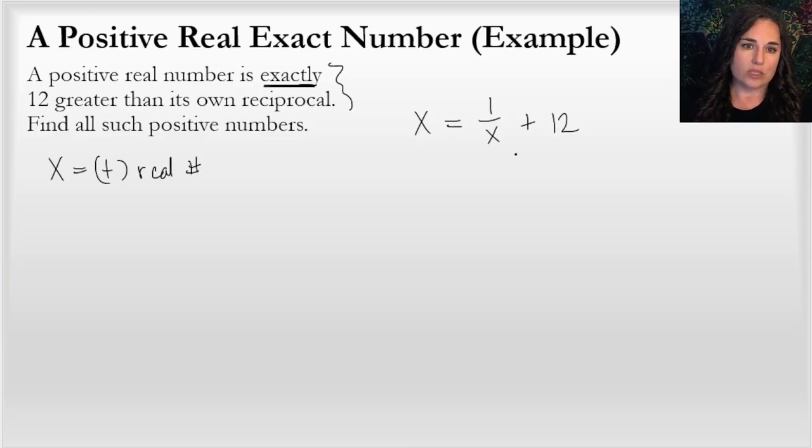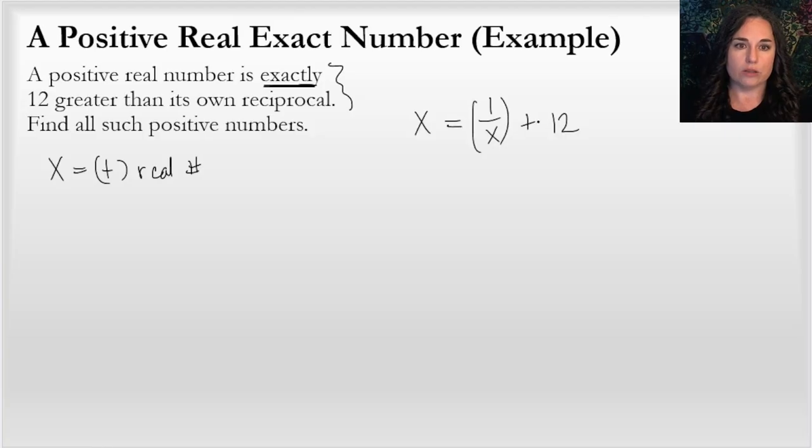One issue I see students have is they'll put a 12 here, 12 over x, 12 times 1 over x. And if it were the case, it would say exactly 12 times greater than its own reciprocal. But it says 12 greater than. So I'm going to interpret that as plus 12. This is 12 greater than its reciprocal. Find all such positive numbers. Okay, so I just need to solve.